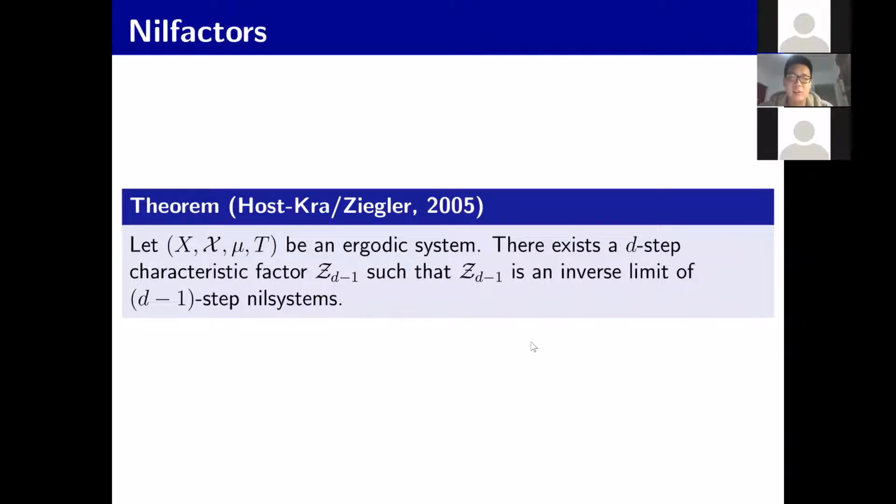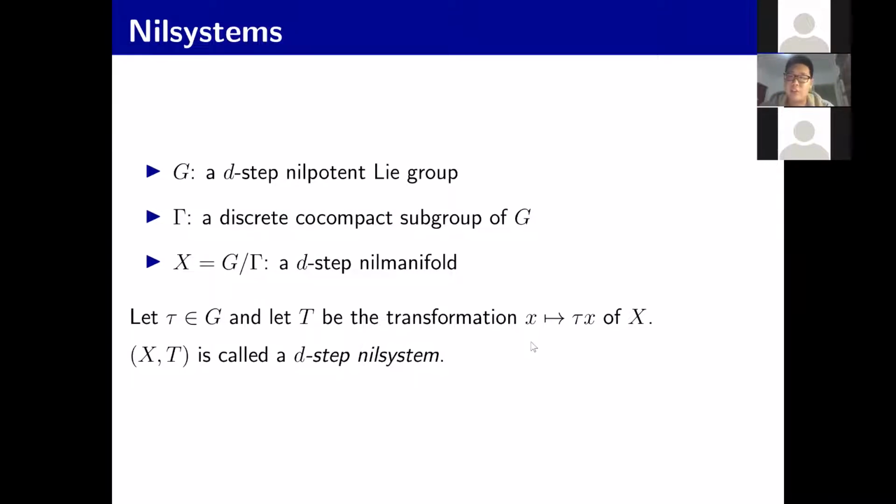Host and Kra and Ziegler independently proved that there exists a d-step characteristic factor, such that this factor is an inverse limit of d-1 step nilsystems. Here we recall the definition of nilsystems. G is a d-step nilpotent group, and Gamma is a discrete cocompact subgroup of G. So the homogeneous space X is called a d-step nilmanifold. Given an element tau in G, and letting T be the translation by tau, the pair (X, T) is called a d-step nilsystem.